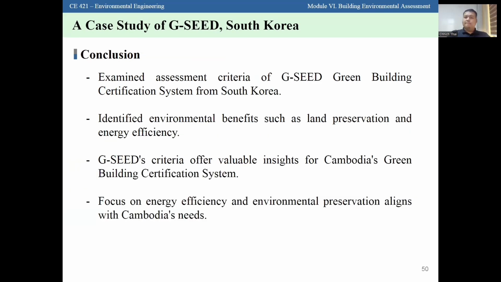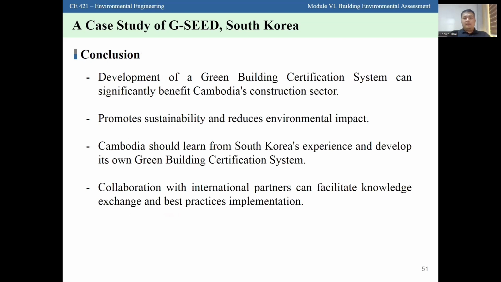So to sum it all up, the examination and assessment criteria of GC from Korea can help identify environmental benefits such as land preservation and energy efficiency, and GC criteria can offer valuable insight for Cambodia's building certification system. By focusing on energy efficiency and environmental preservation aligned with Cambodian needs, as well as developing green building certification, it can significantly improve the Cambodia construction sector, promote sustainability and reduce environmental impact.